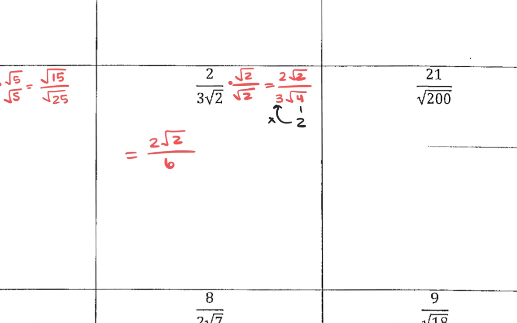However, not my final answer, because guess what? I have coefficients here. And these coefficients can be simplified. Both of them are divisible by 2, so then I get 1 radical 2 over 3, or you can write it as just radical 2 over 3. You don't have to include that coefficient of 1.